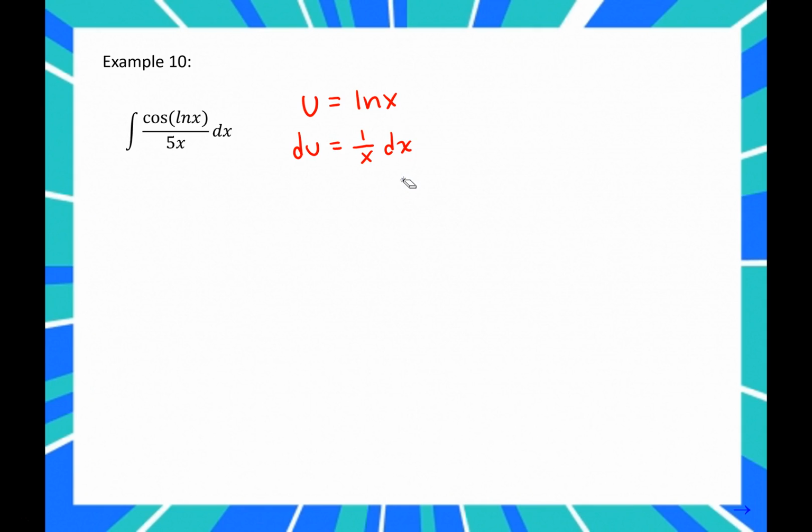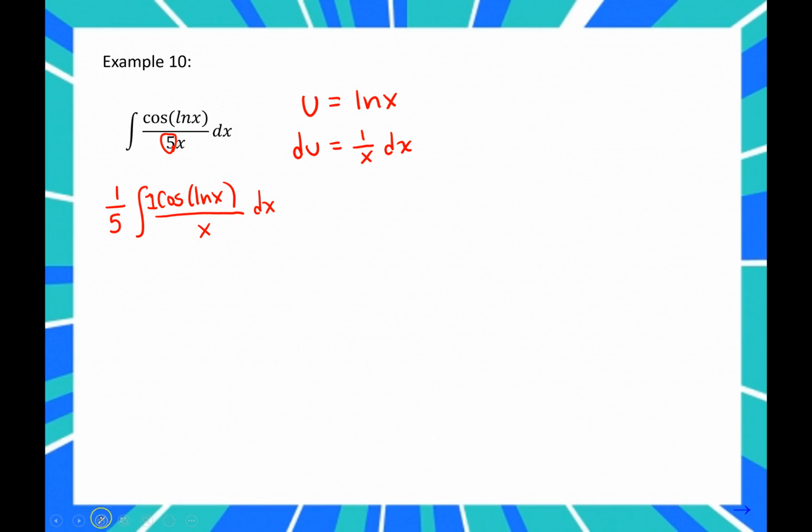First thing I'm going to do here when I attack this problem is get rid of this 5. So that's pulling out a 1/5. And now I have cosine of ln x over x dx. And just for the sake of it, I'm going to put a 1 right here.